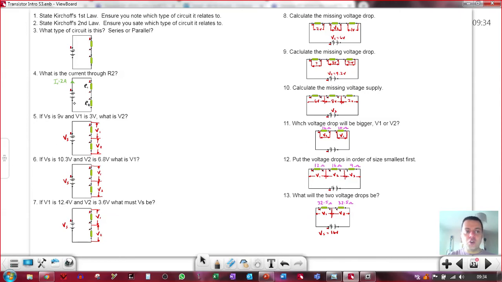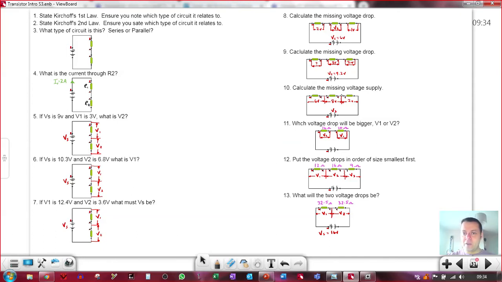What's the current through R2? This was asking you to recall the fact that in a series circuit, if there's only one path, it's the same current no matter where you measure it. So if the current here is 2 amps, then the current through R2 is 2 amps, the current through R1 is 2 amps, and the current from the supply is 2 amps. If Vs is 9 volts and V1 is 3, we know that V1 plus V2, so 3 plus something equals 9, V2 must be 6. 3 plus 6 equals 9. That's the maths of that stuff.